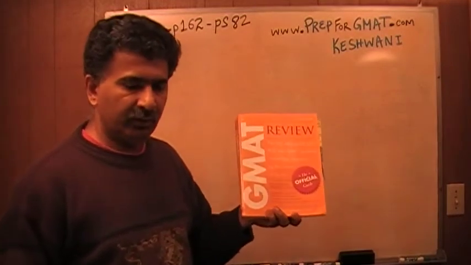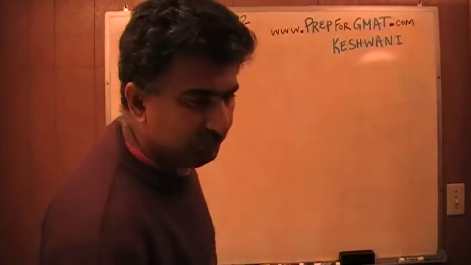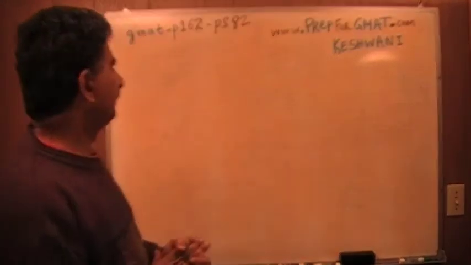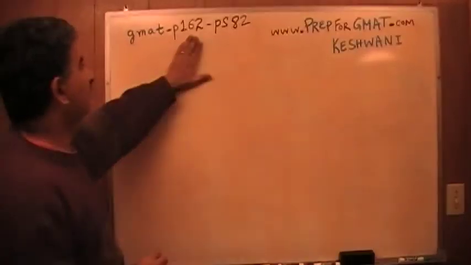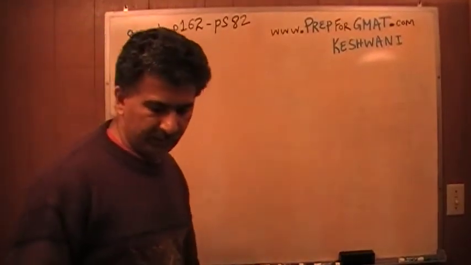I have been solving math problems from GMAT out of this book, the GMAT Review, the official guide. You must have this book if you're preparing for GMAT, and if you don't have one, buy one immediately. Go to mba.com and you can buy it from there. The problem that I'm about to solve appears on page number 162. Number 82, problem solving 82.